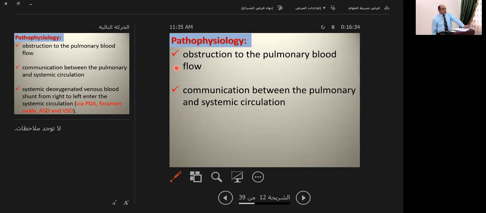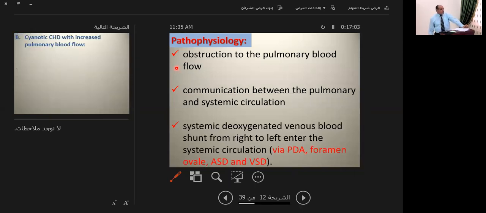So how will blood reach the pulmonary circulation? There must be communication between the pulmonary and systemic circulation, either through a VSD, ASD, or patent ductus arteriosus. Through it, the blood will go across, causing a right to left shunt. The deoxygenated blood will return to the heart.